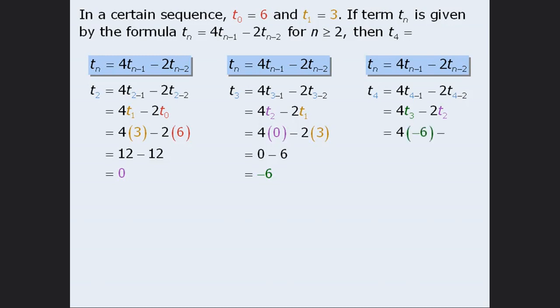We now know that term 3 equals negative 6, and we know that term 2 equals 0. When we simplify this, we see that term 4 is equal to negative 24, so this is the answer to our question.